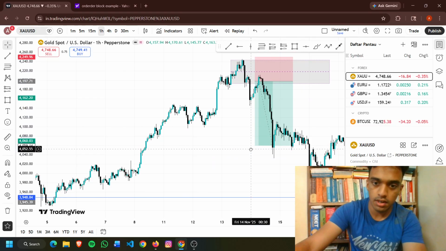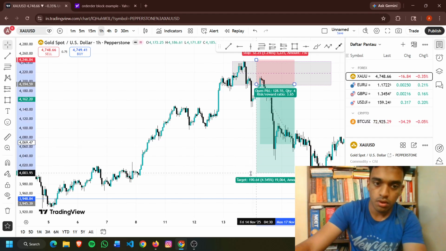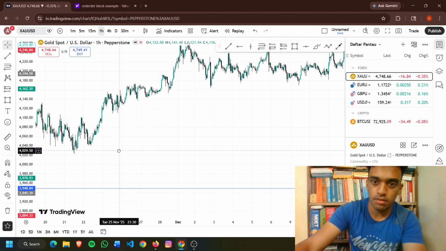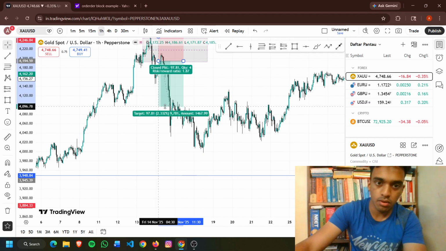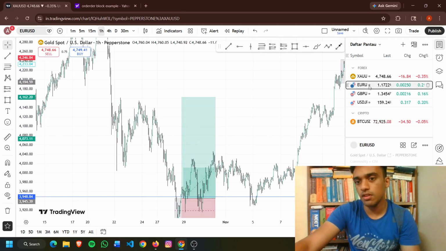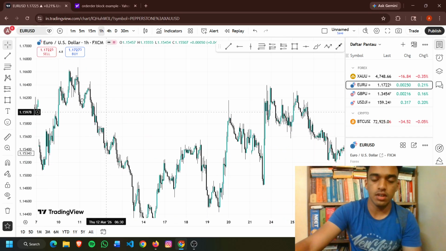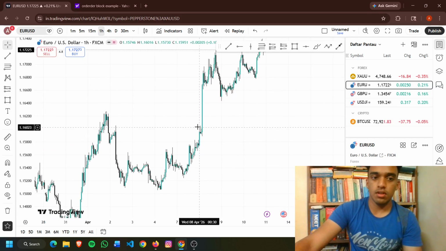Most probably I would have targeted this low or this low or this low. But yeah, if you targeted that low, you would have lost your trade, guys. But if you targeted this low, you would have gotten a 1:2 trade. See, this is what is happening in the market. But let's go for another pair because gold is kind of impulsive. It's hard to trade in gold, guys. Let's go for another one.